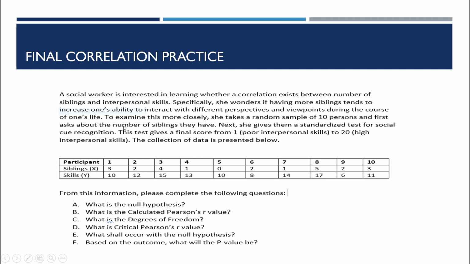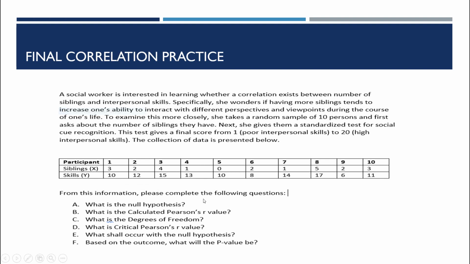persons and first asks about the number of siblings they have. Next, she gives them a standardized test for social cue recognition. This gives a final score from 1, which is poor interpersonal skills, to 20, which is high interpersonal skills. The collection of data is presented below, with a chart showing each participant, the number of siblings each has, and the skill score, on a range of 1 to 20, where 1 is very poor or low, and 20 is high.